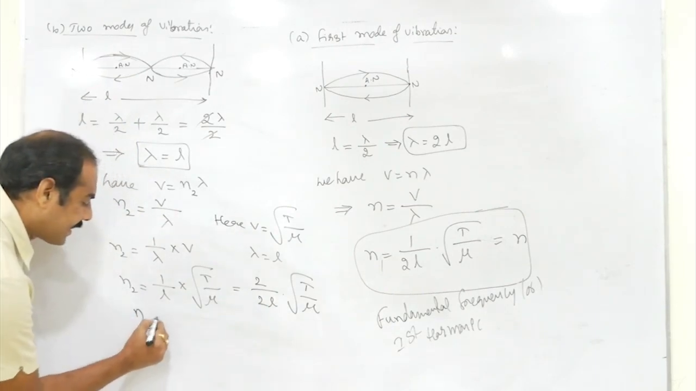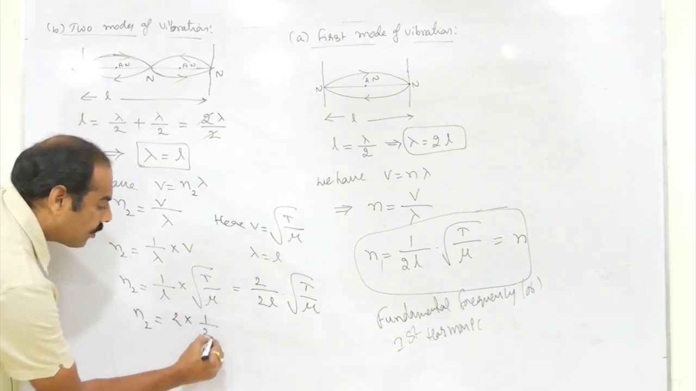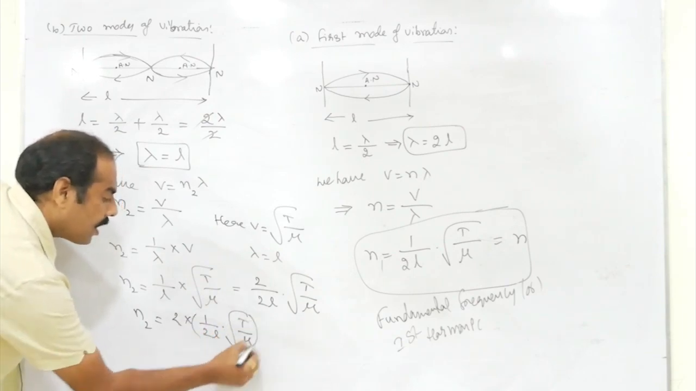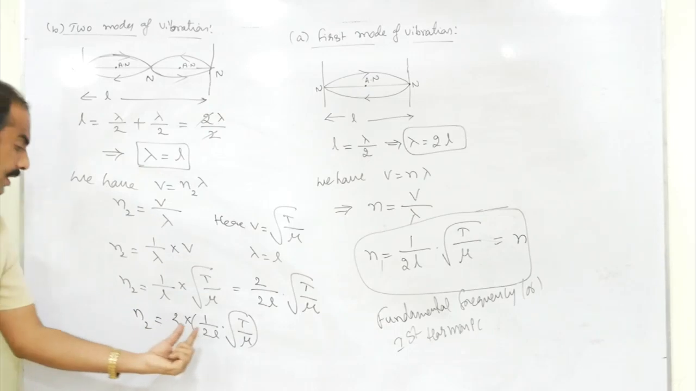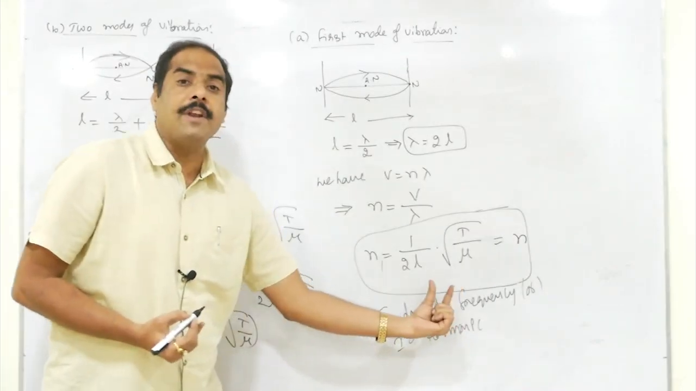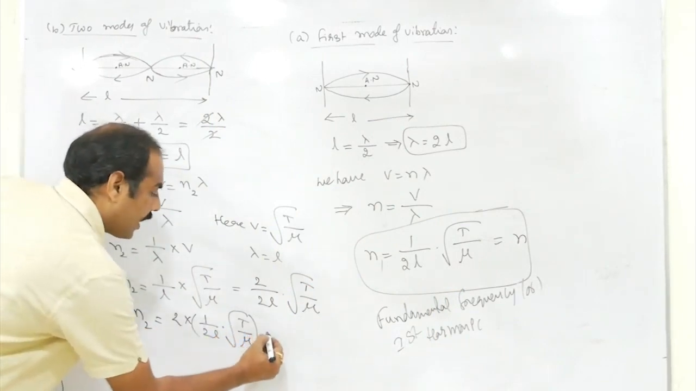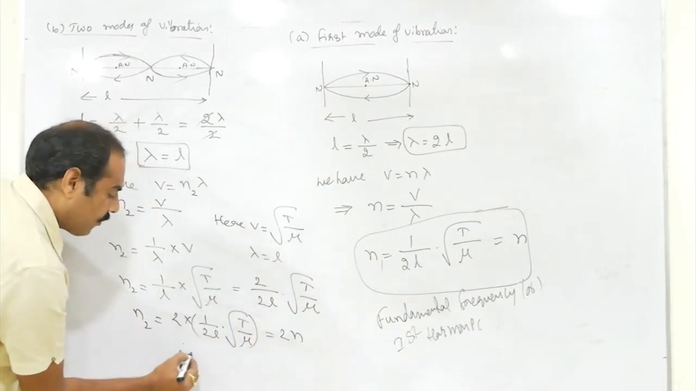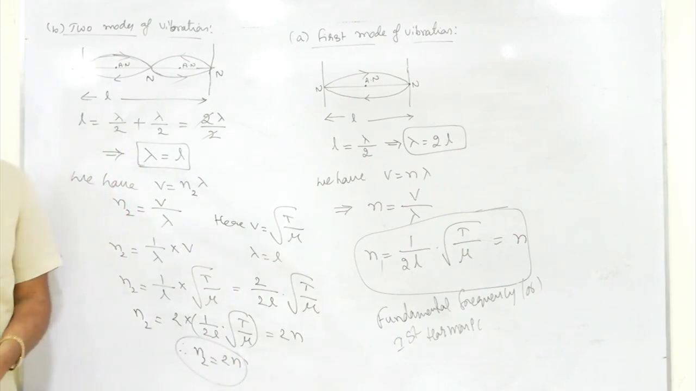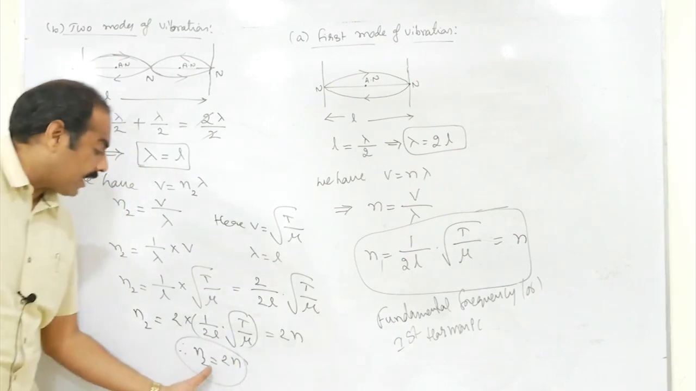Now observe this one. Now you can write this as N2 is equal to 2 into 1 by 2L into square root of T by mu. What is this 1 by 2L into square root of T by mu? Fundamental frequency. Therefore, you can write N2 is equal to 2n.